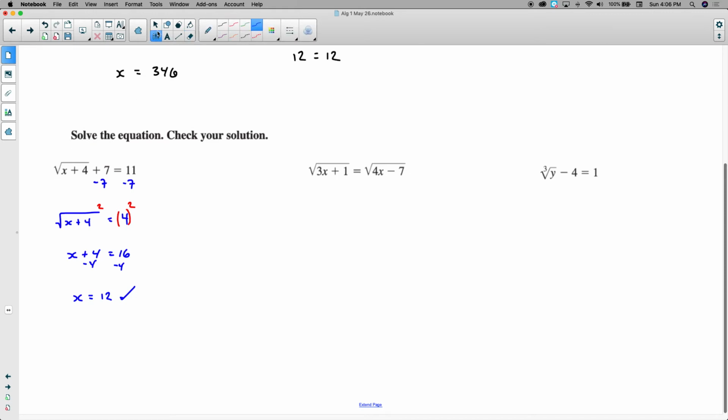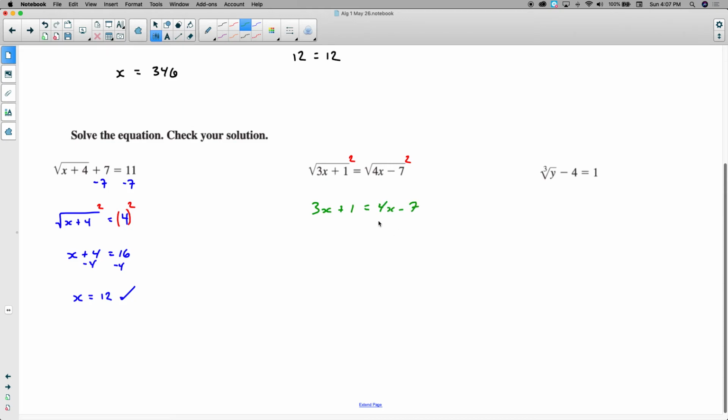Okay, so let's move over here to the so-called green problem. I've got a square root isolated, so I'm going to square that side and square the other side. Lucky for me, it's as easy as this: squared kills the root, so the argument comes out of the square root. Same thing over here.